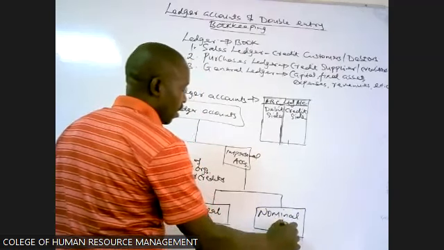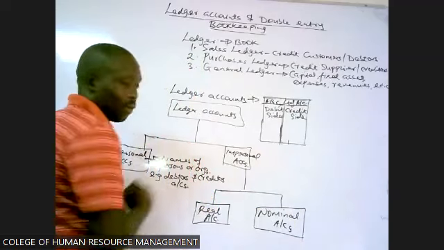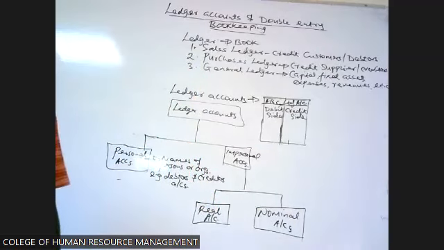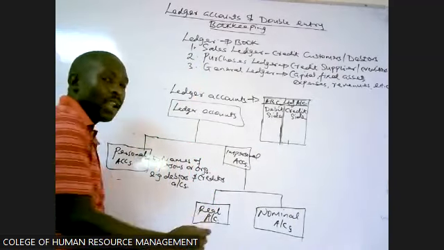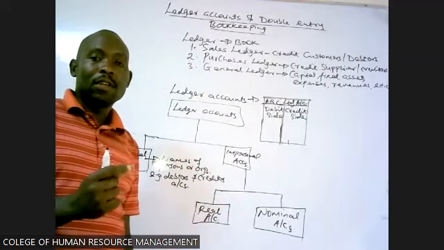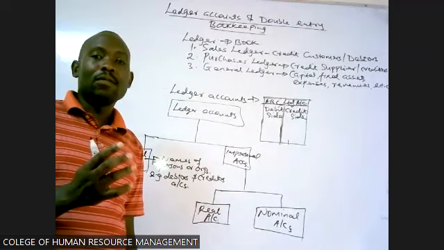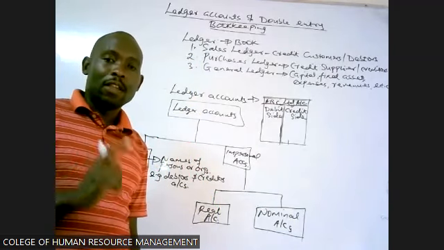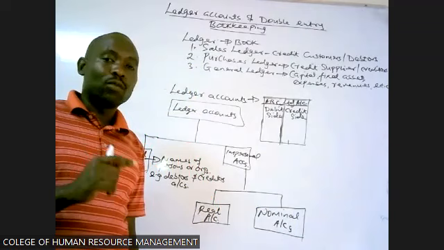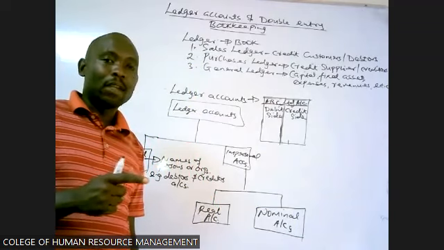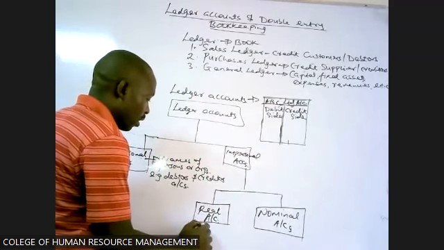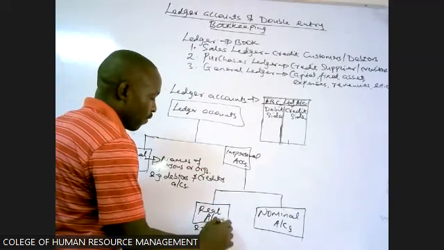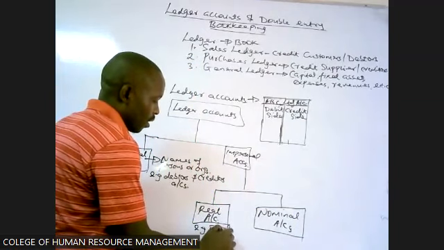Nominal accounts, these ones are real accounts. For the real accounts, this is an account for real items that we can be able to see and even touch. In short, items that we can be able to see. They include, e.g., something we call fixed assets.